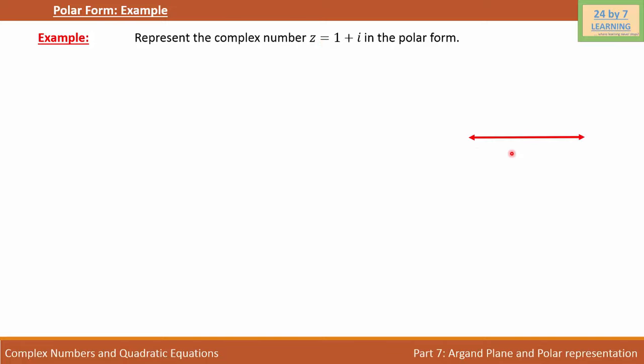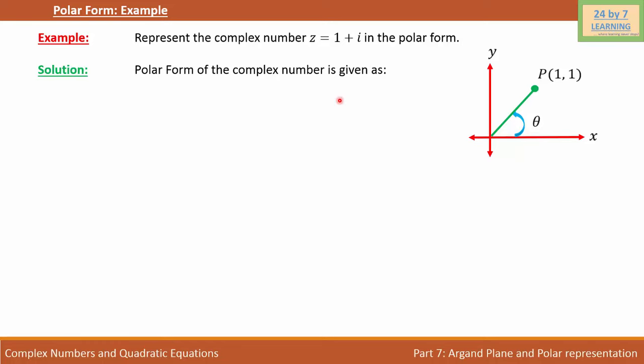So let's graphically represent that complex number. This is my x-axis, this is my y-axis, and this is the point P with coordinates (1, 1). If I connect this point P with the origin, I will get this line, and this is basically my complex number z equals 1 plus i. Let this line make an angle of theta with the x-axis. Now let's write the complex number in polar form.